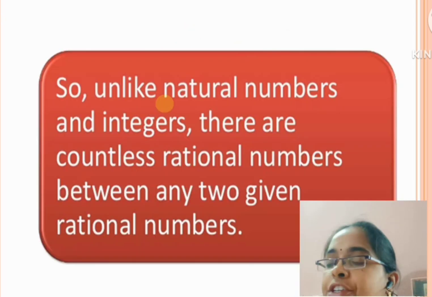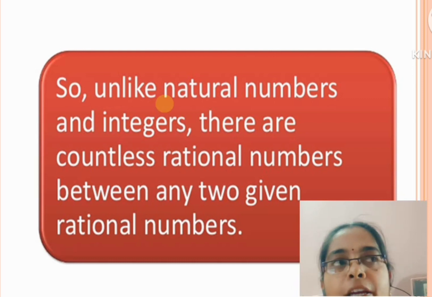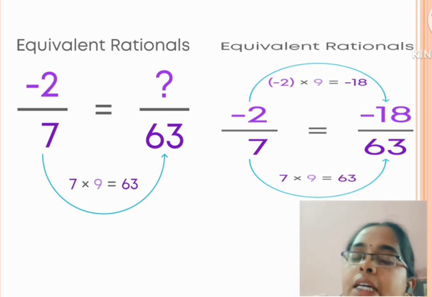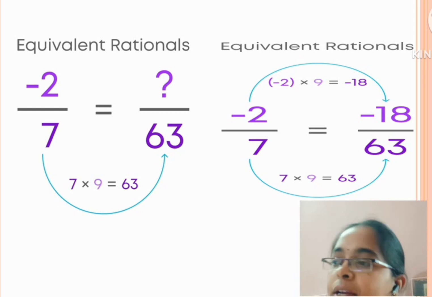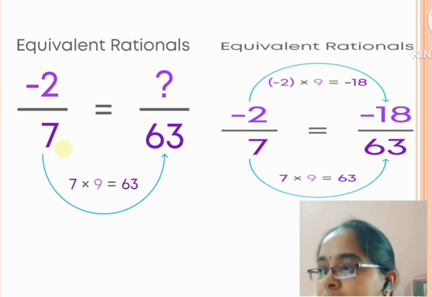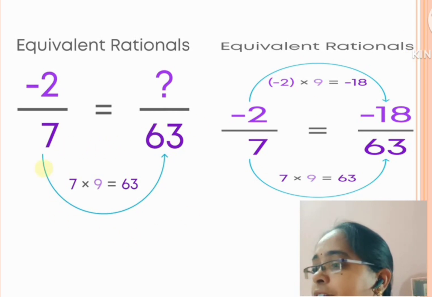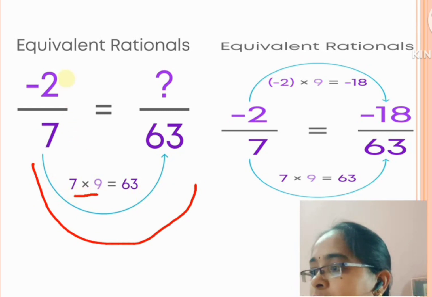Now see how to write equivalent rational numbers. How do we write equivalent fractions? In the same process we write equivalent rational numbers also. For example, here I have minus 2 by 7. I am going to write an equivalent fraction for minus 2 by 7 with the denominator as 63. Here the denominator is 7, and 7 needs to become 63. When 7 becomes 63, that is 7 nines are 63, so the numerator also we need to multiply by the same number, 9. 2 nines are 18. The same process applies for equivalent rational numbers. We use it to do addition and subtraction of unlike rational numbers.